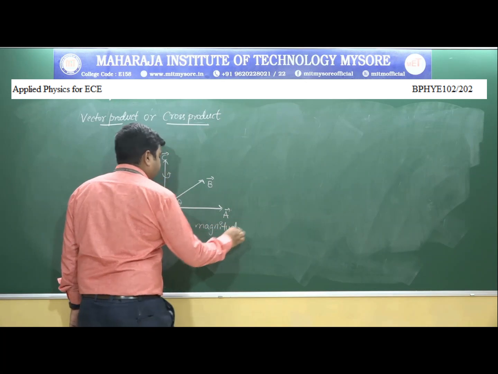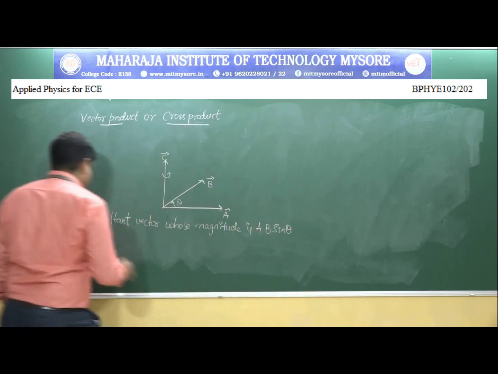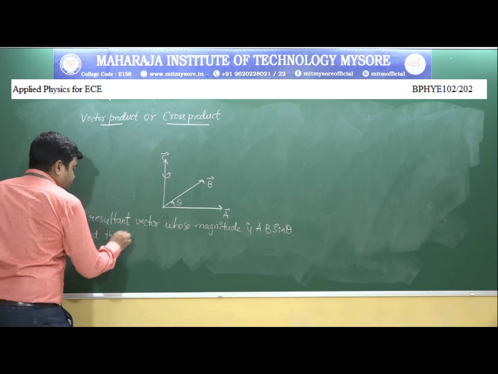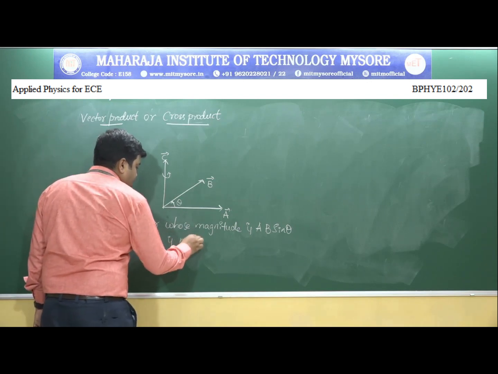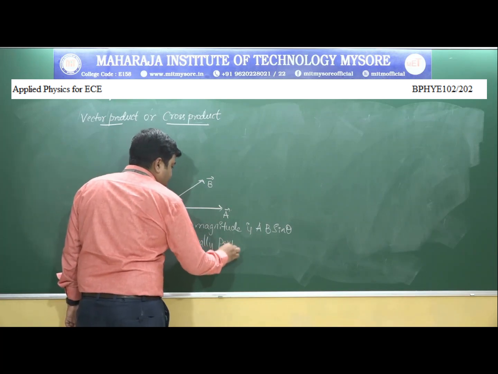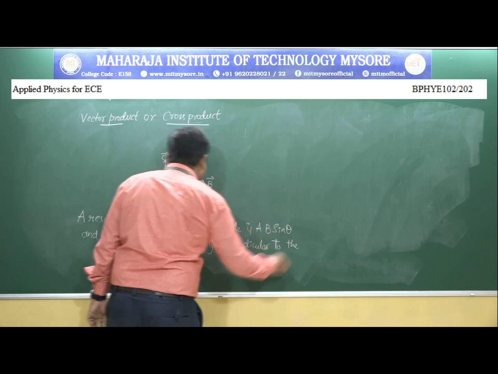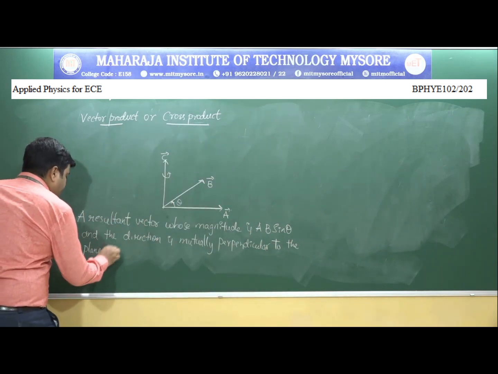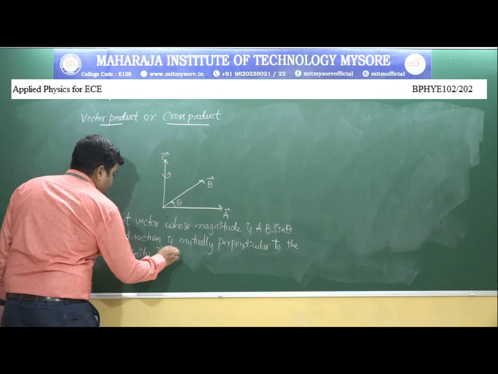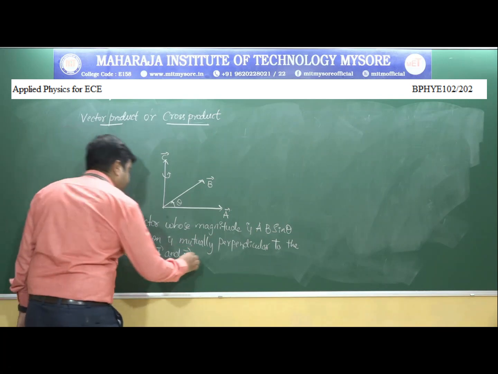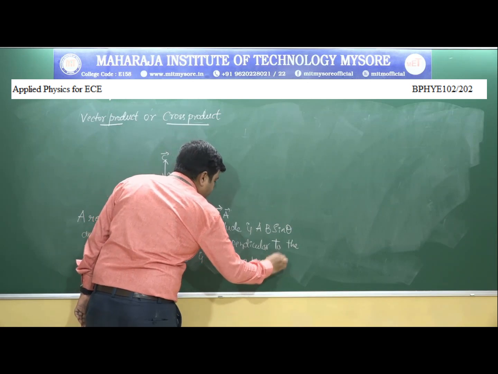whose magnitude is AB sin theta and the direction is mutually perpendicular to the plane containing vector A and vector B is called a vector product.